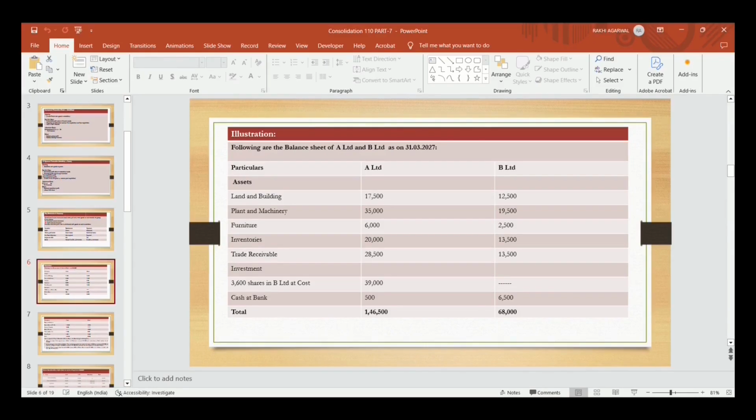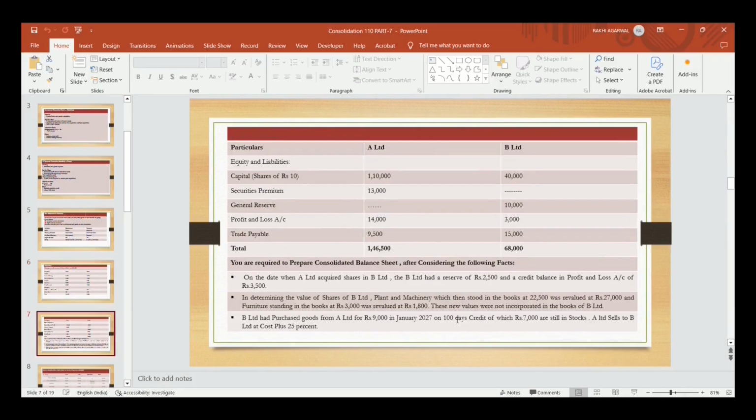So total assets of A Limited is 1,46,500 and B Limited is 68,000. Now equities and liabilities: share capital of A Limited, at the rate of rupees 10 per share, is 1,10,000 and B Limited is 40,000. Security premium of A Limited is 13,000 and B Limited is nil. General reserve of A Limited is nil and B Limited is 10,000. Profit and loss account of A Limited is 14,000 and B Limited is 3,000. Trade payable of A Limited is 9,500 and B Limited is 15,000. So total liabilities of A Limited is 1,46,500 and B Limited is 68,000.